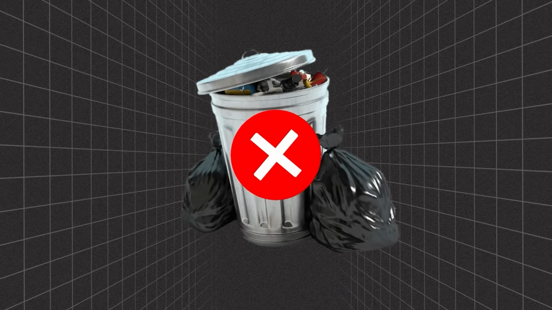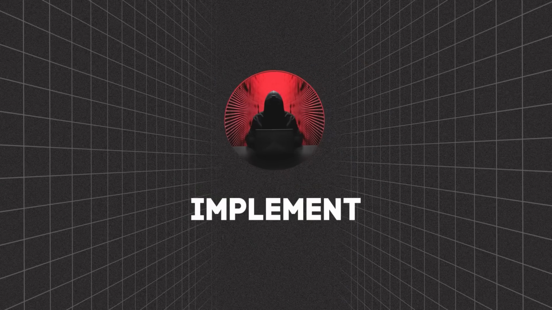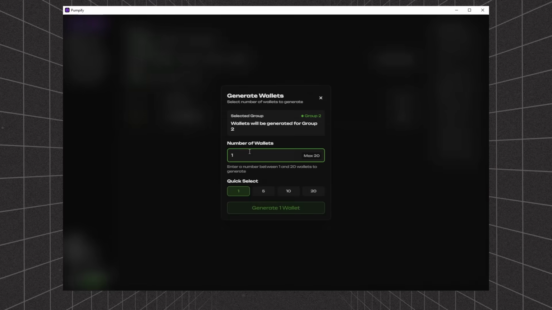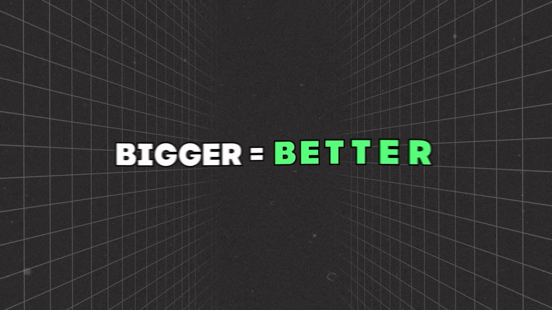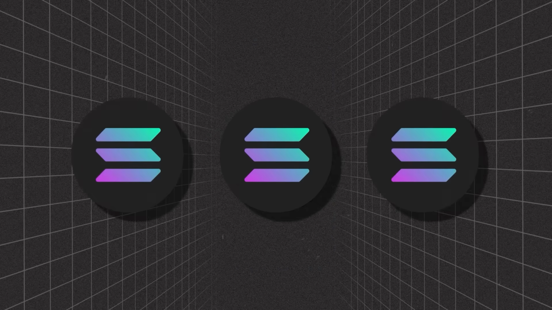or other unnecessary information. What do we need to implement this strategy? First, we need good software. I use pump.fun, I'll leave a link to the official website in the description. Next, we need a budget. The bigger, the better, but at least 3 Solana to start.